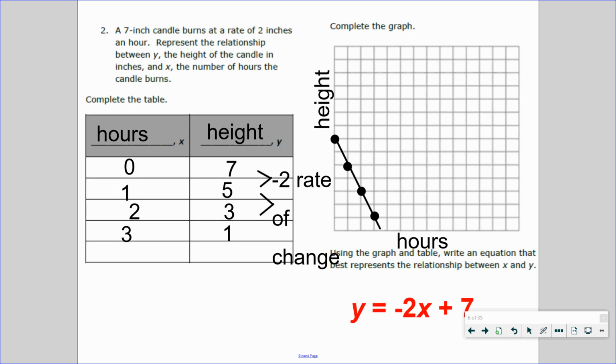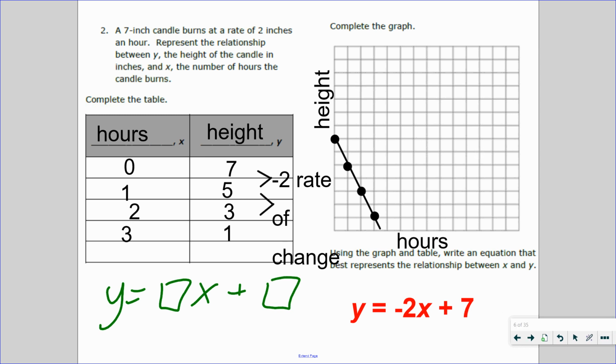All right, number two. So now that was constant of proportionality. Now let's do a linear relationship. This is in the form of y equals blank x plus blank. So a 7-inch candle burns at a rate of 2 inches an hour. Represent the relationship between y, the height of the candle in inches, and x, the number of hours the candle burns.